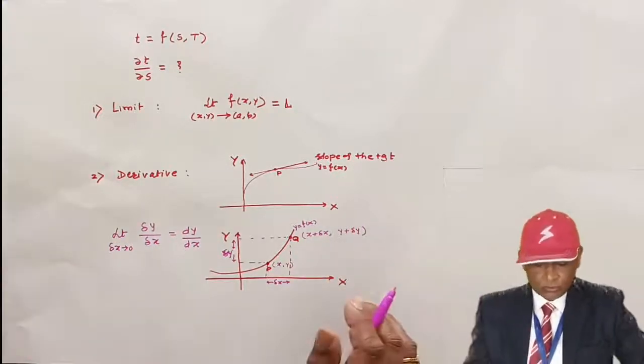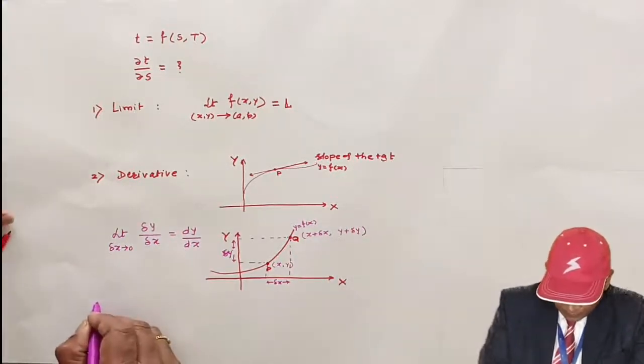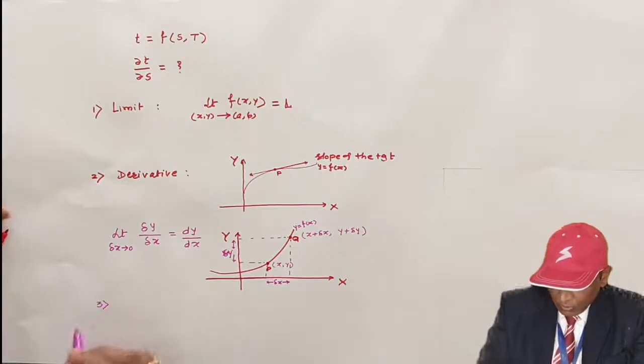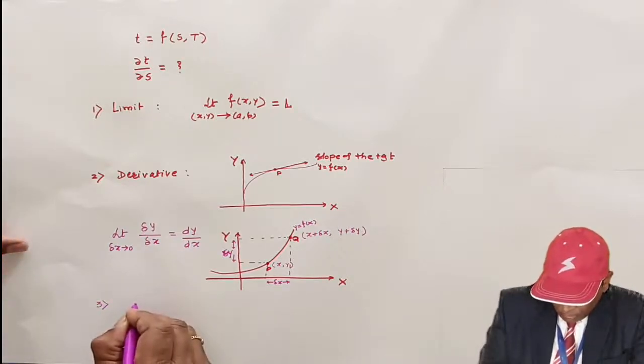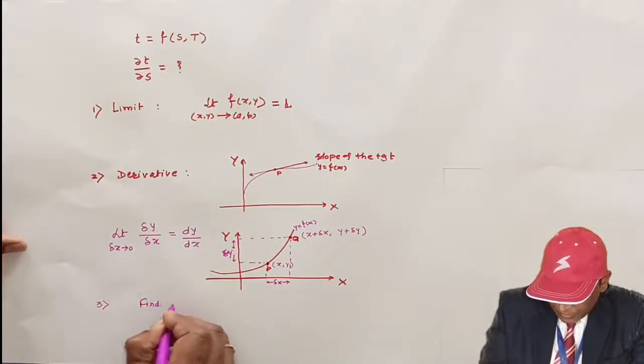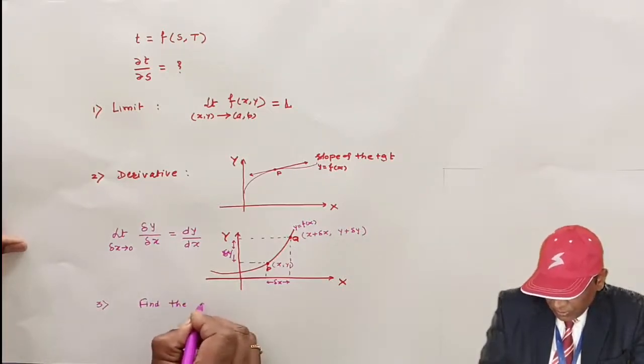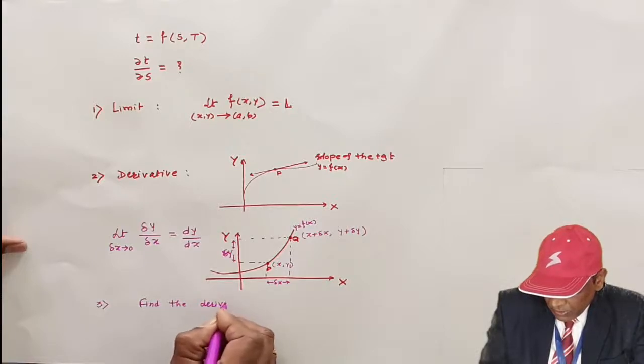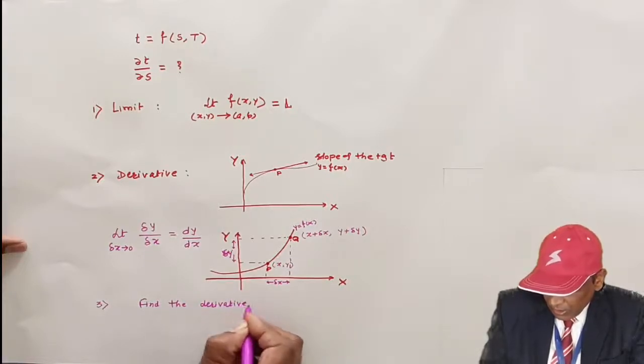Now, derivative. How to calculate the derivative of x square? Here I am writing: find the derivative of x square.